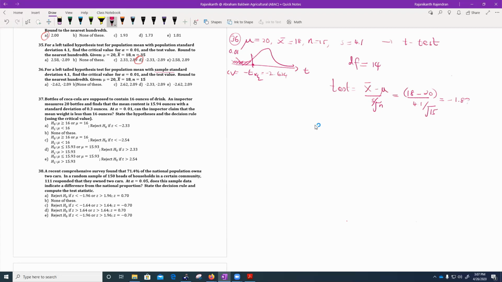So this is my test value. So my critical value is this and the test value is that. And that means you don't find any answer here, but there's a typo in your answer. So make sure that you are getting the correct value. So that is going to be none of these.